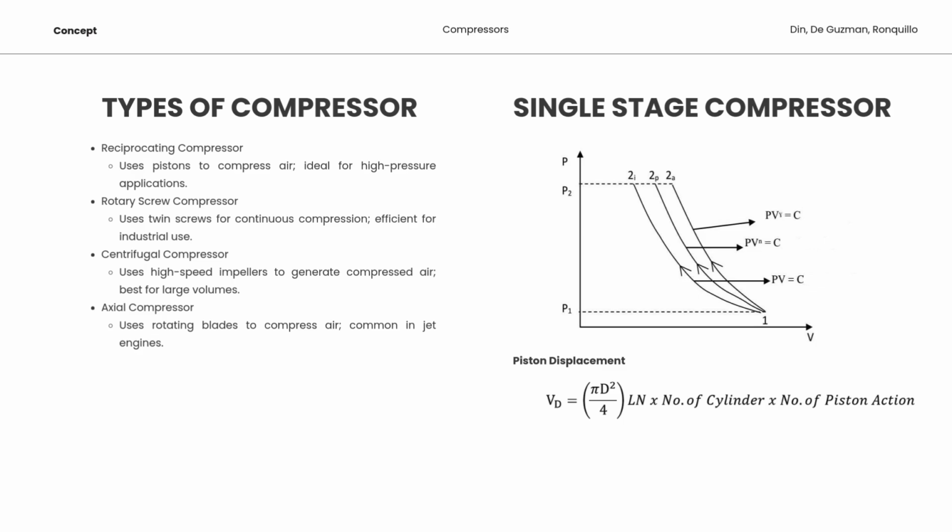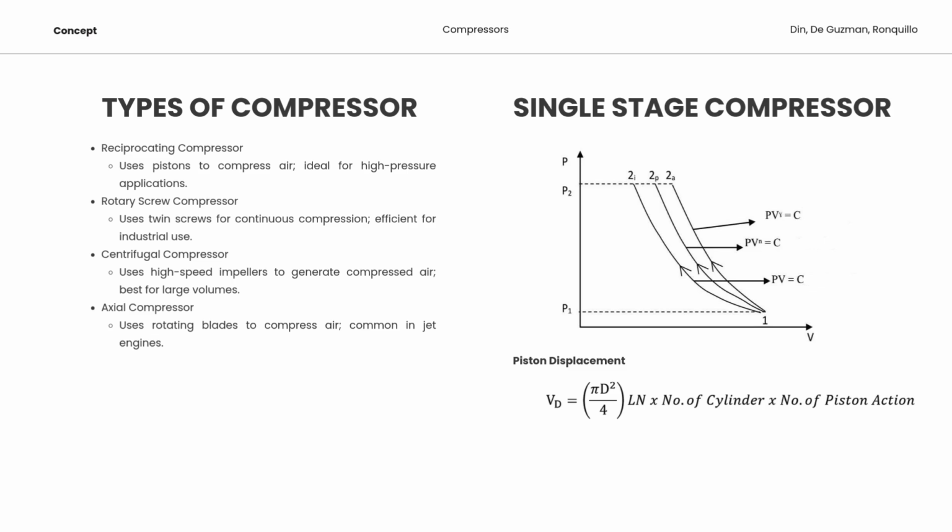Single-stage compressor. The area under the figure shows the work done in compressing the air to P2 from P1, and the line with the least slope produces minimum or lowest work. As seen from the graph, isothermal compression produces minimum work, and it is the condition under which minimum work can be achieved in a compressor.